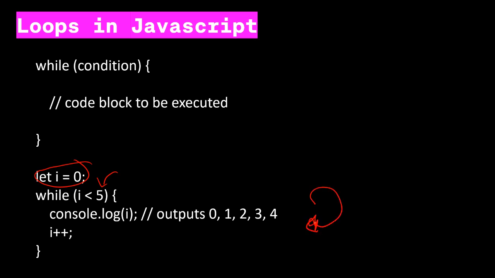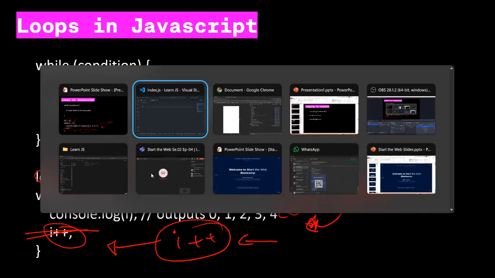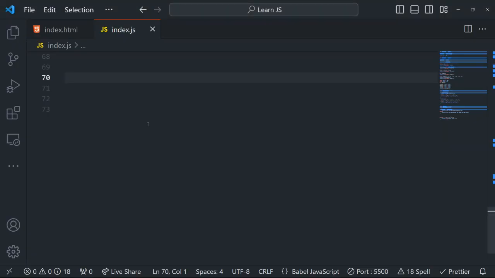You have to make sure you terminate this at some point. If you're not mentioning i++, this loop will be executed an infinite number of times. i++ has to be mentioned. You have to increment the variable that you are using in the while condition. It's an important task, or else your loop will be executed infinitely.